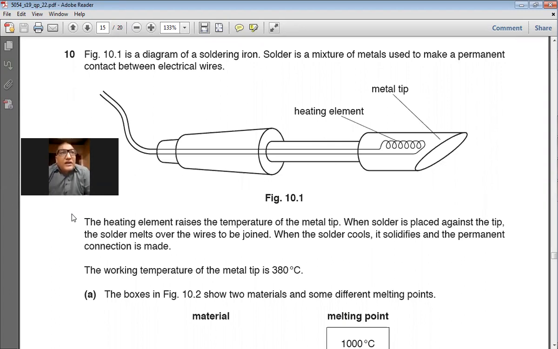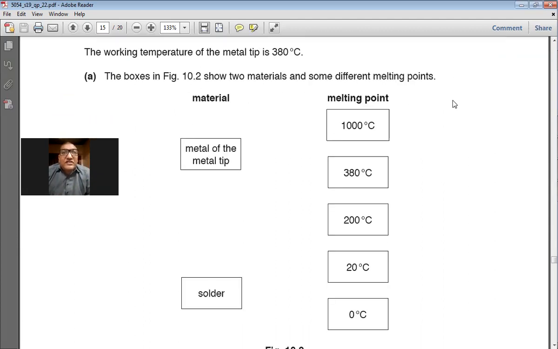Figure 10.1 is the diagram of a soldering iron. Solder is a mixture of metals used to make a permanent contact between electric wires, and the heating element raises the temperature of the metal tip when solder is placed against the tip. The solder melts over the wires to be joined. When the solder cools, it solidifies and the permanent connection is made. The working temperature of the metal tip is 380 degrees centigrade. So this tip should not melt, but the solder which you touch with it should melt. Its temperature is 380 degrees.